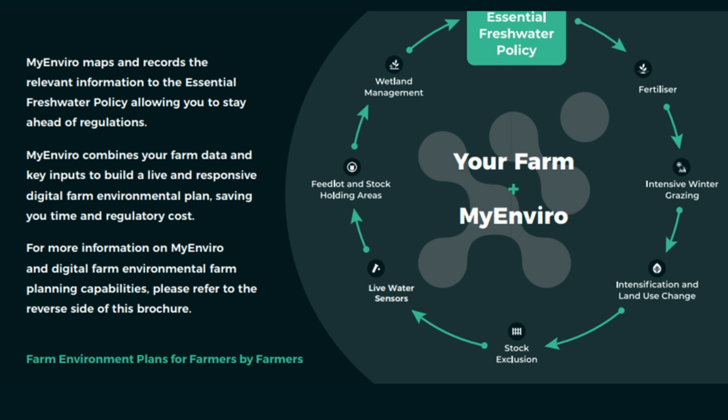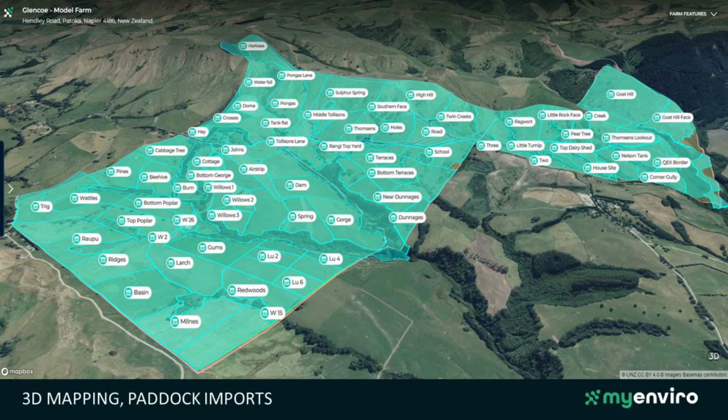By combining your farm data with farm-scale land inputs, we can build a live and responsive digital farm environmental plan, saving you time and regulatory costs. The MyEnviro features capture your data to align with the requirements for freshwater farm plans, FAP Plus, and consenting. MyEnviro is an interactive mapping tool with different features that can be isolated or stacked.